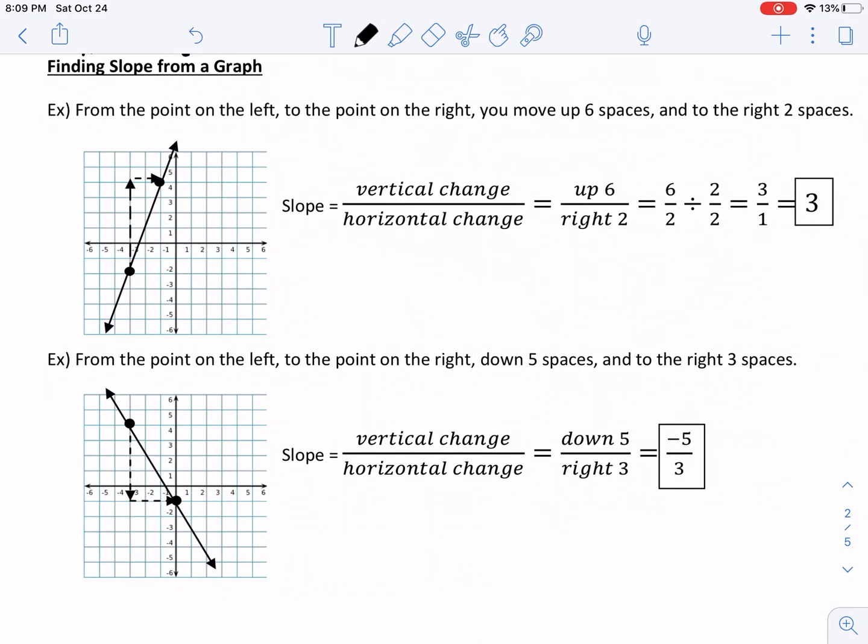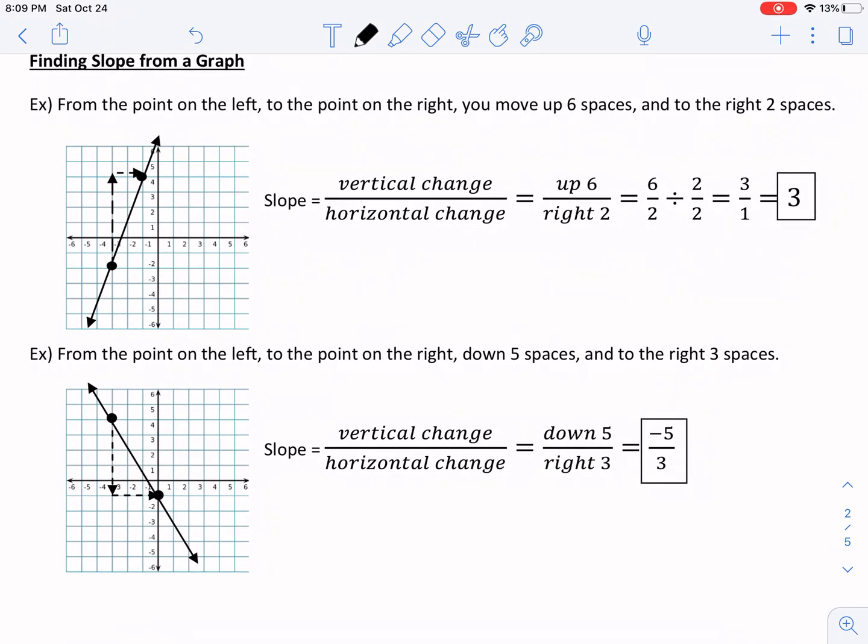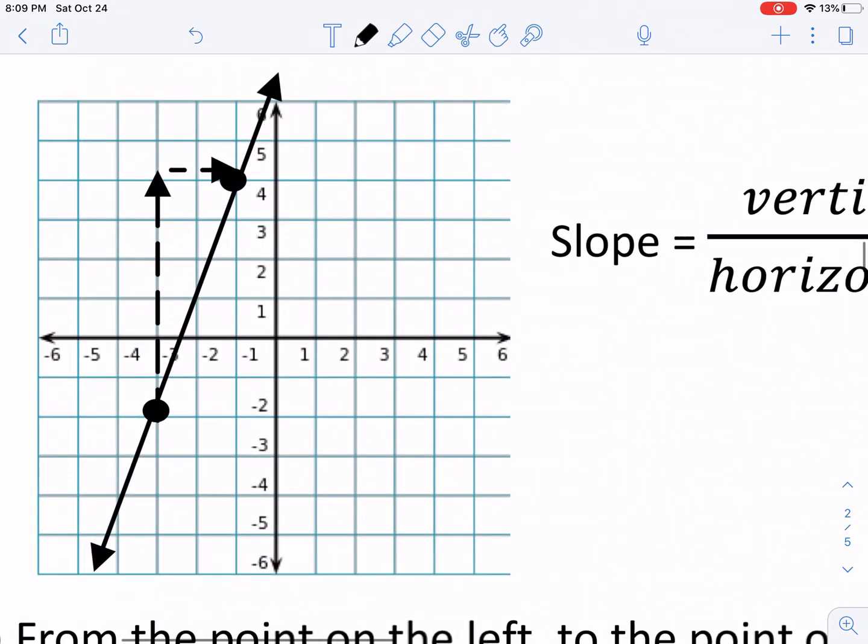From the point on the left to the point on the right, in the first graph here, it says you move up 6 spaces and to the right 2 spaces. Okay, now all you have to do when we're trying to find the slope from a graph, you pick any 2 points. It does not matter. In this case, they chose -3, -2 and -1, 4. Pick any 2 points on the line, and all you have to do is count from left to right how to get to your next point.